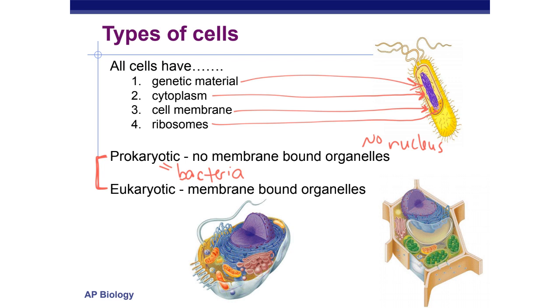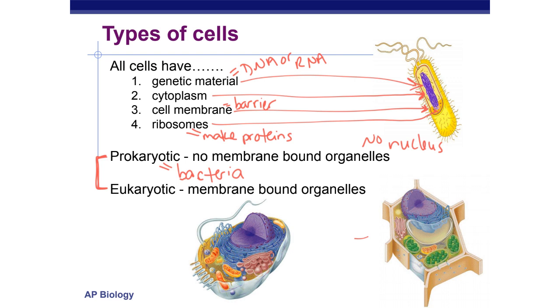Okay, so prokaryotic cells and eukaryotic cells have all of those things. They have some form of genetic material, which is usually DNA, although occasionally it could be RNA, but usually DNA. Cytoplasm, the jelly-like stuff that fills the cell. The cell membrane, which creates a barrier. There has to be separation from the inside of the organism to the outside world. And then ribosomes, which are going to make proteins. Remember, proteins are essential. No proteins, no enzymes, no ability to control your chemical reactions, no living.